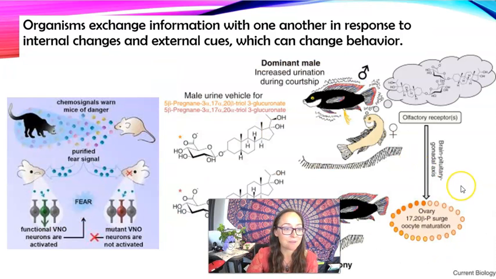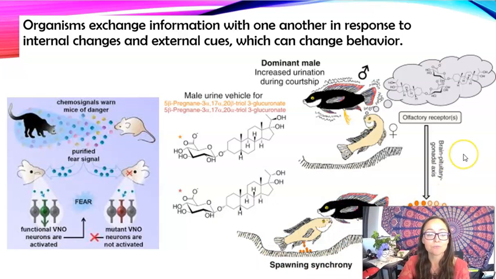Now, the next standard talks about organisms exchanging information with one another in response to internal changes and external cues, which can then change behavior. The example I chose was pheromones. We can communicate with chemical cues that come off of us that send information to nearby individuals, which will then change their internal conditions. For example, it may be involved in mating. Certain pheromones released from one sex can influence reproduction in the other sex or of the species, like with male or female fish here.